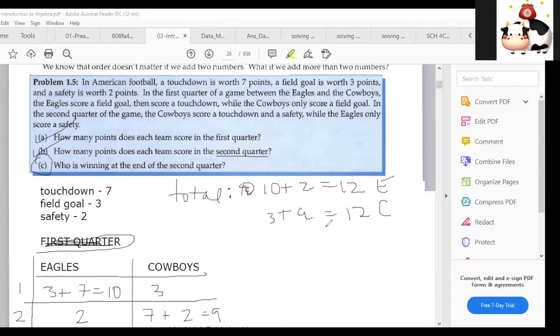But what this example is trying to show you is something called the associative property. In other words, if you take a look at what we did, 3 plus 7 plus, this is really messy. Let me redo this, okay? I'm gonna run out of room. So we did 3 plus 7. We did that first because it was in the first quarter. And then we added the 2. That was for the Eagles.